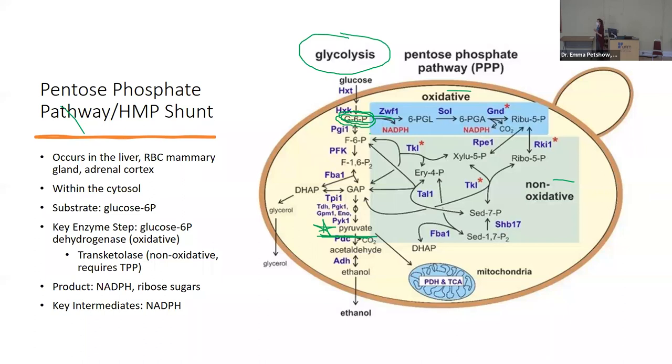When you have some glucose-6-phosphate made, if it's not all needed to go down to pyruvate for energy in that moment, you can shunt some to the side through the pentose phosphate pathway. Or if you had a deficiency in NADPH and you needed to create some more, you could shunt it through this pathway. Again, in the cytosol, our substrate is glucose-6-phosphate. Our key enzyme step is glucose-6-phosphate dehydrogenase, an oxidative reaction. You also have transketolase, a non-oxidative reaction that requires TPP. That comes back to our thiamine. So in a thiamine-depleted state, we have a hard time moving forward with transketolase and with the pentose phosphate pathway shunt.